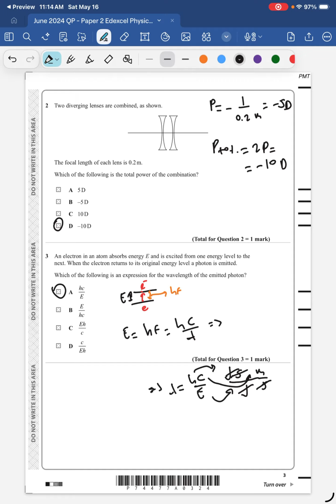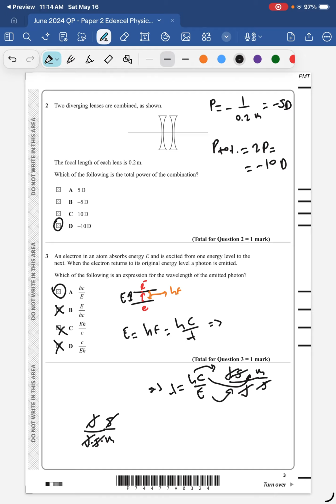So combinations D and C do not yield dimensions of meters, so only options A and B can be correct. But notice that B is actually 1 over meters, because in B you have energy in the numerator, so joules in the numerator, and then in the denominator you have units of joules times seconds, and then meters over seconds. So you have units of 1 over meter.